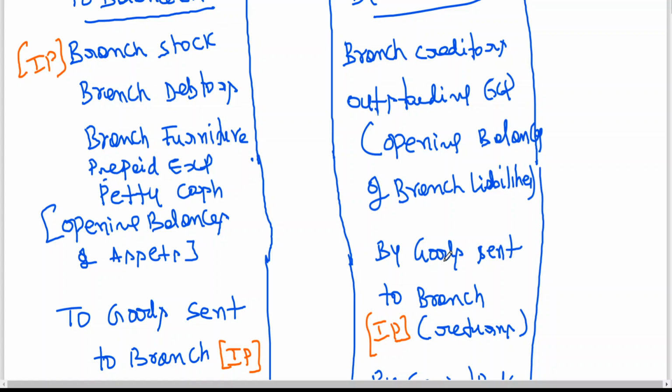First entry, to record opening balance of branch assets. Branch account debtor to branch assets, brackets individually.